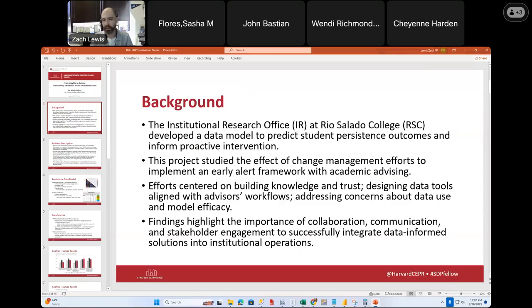Our study was really focused on the implementation of this work in practice and navigating the change management process that's needed as we co-developed an early alert framework with the academic advising team. Our objective as the developers was to increase readiness among our advising staff here at the college and cultivate greater usage of the data and the insights generated from the data model to really help drive student outcomes.